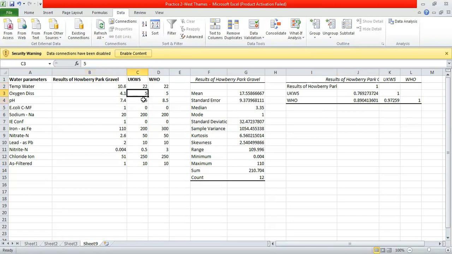That is the standard, as I said, the red line, that you should not cross. Like, for example, we have 7.4, look at, we have 9, and then we have some other values which are very close. And at the end of the day, if we discover that we are seeing this kind of correlation, then it means that the water quality of Howberry Park gravel doesn't make sense.